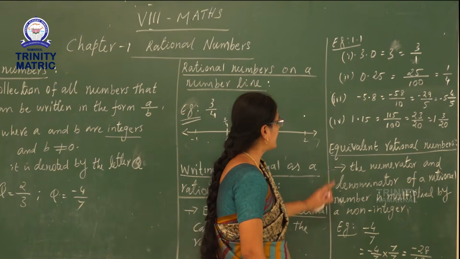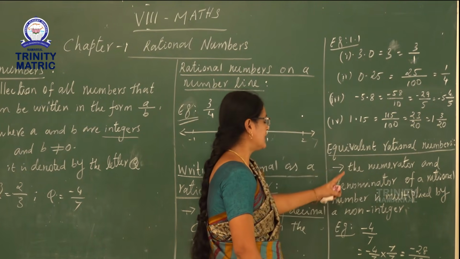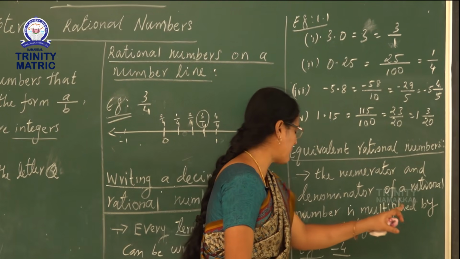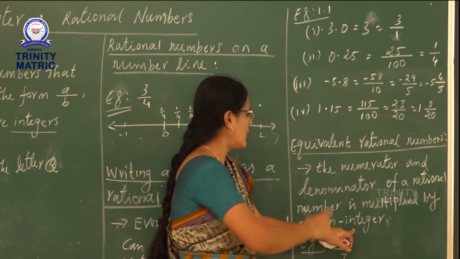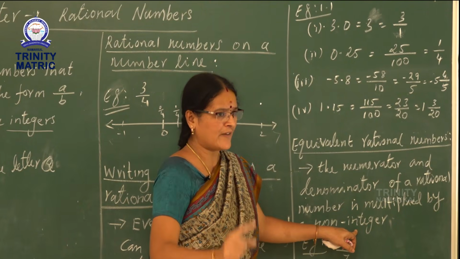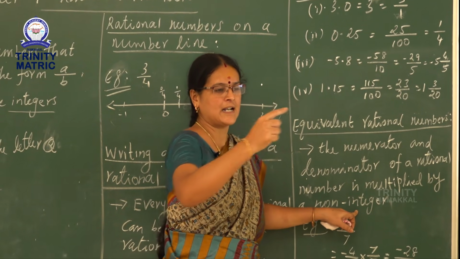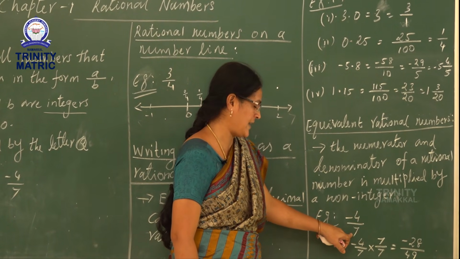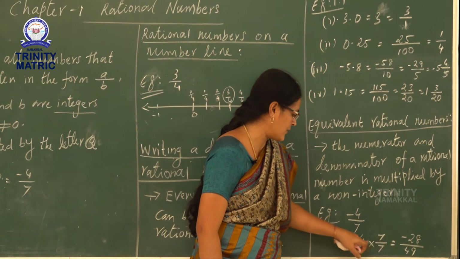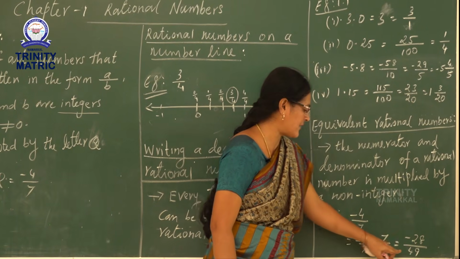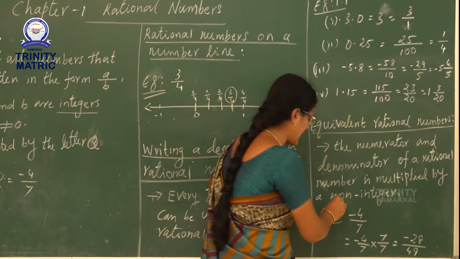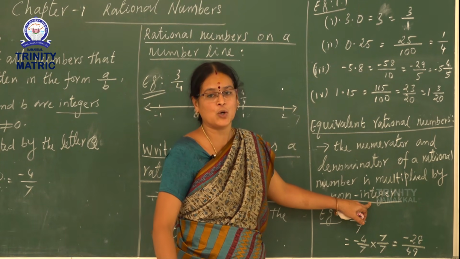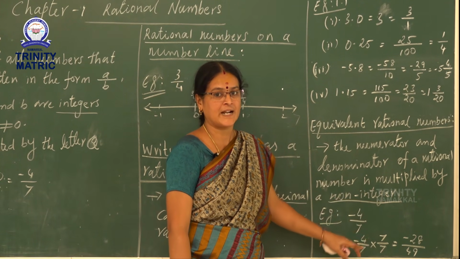The next topic, equivalent rational numbers. The numerator and the denominator of a rational number are multiplied by a non-zero integer. What is an equivalent rational number? We multiply the numerator and denominator of the rational number by the same number. I will give the example, minus 4 by 7. I multiply by 7 over 7. 4 sevens are minus 28. 7 sevens are 49. What is a non-zero integer? It means we can multiply by any number other than 0. That is an equivalent fraction.